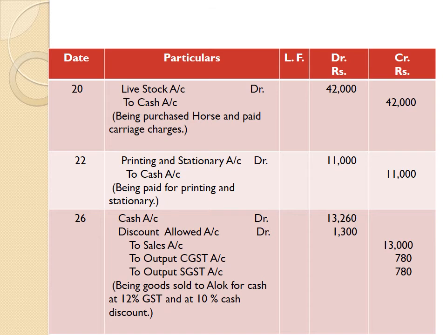So we may record this transaction as: horse means livestock. Livestock account debit 42,000. That is analyzed as 40,000 for horse and 2,000 for carriage. To cash account 42,000 being purchased a horse and paid carriage charges.